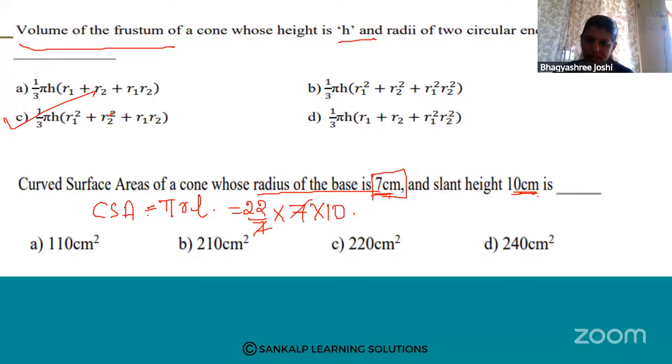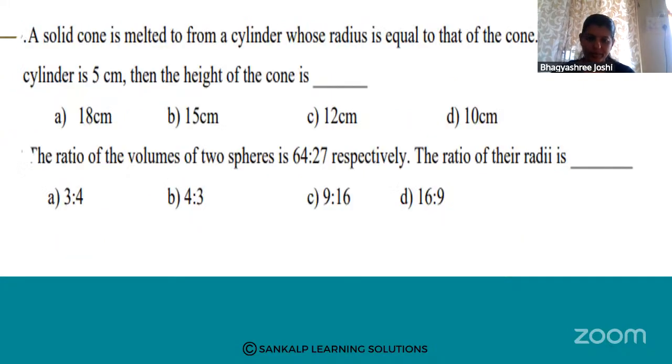7 and 7 will get cancelled. 22 into 10, that is 220 centimeter square. So which option is right here? Option C is right. 220 centimeter square. Yes. Next one.